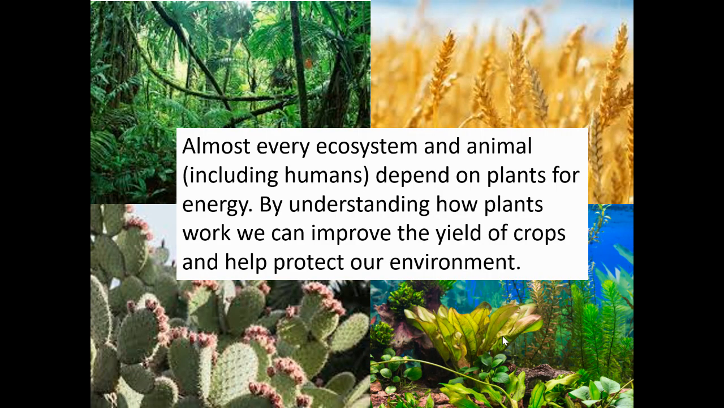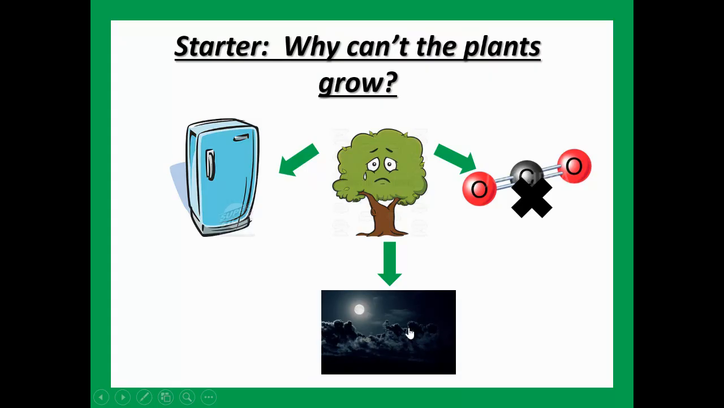Okay, what are we doing? We're looking at the plants unit. This will help us protect our environment and improve the yield of crops by understanding plants better, as we totally rely on those. Your starter is using the clues: the fridge, the moon, well, the night time, and the this whatever that is.